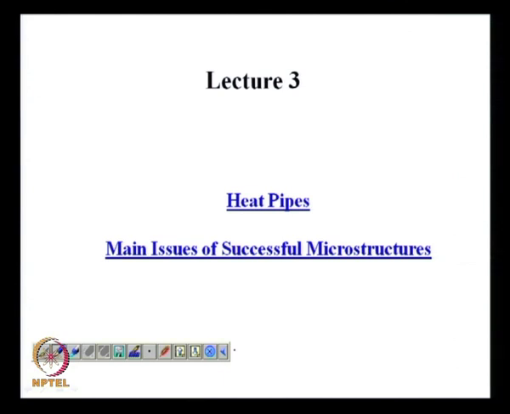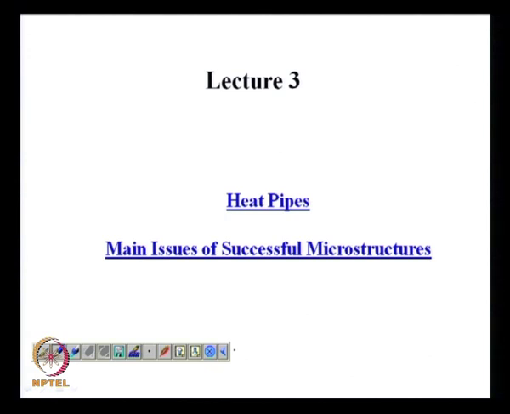We are going to start with our discussion today on some of the issues involved in successful microstructure design. And to amplify our discussion, or to bring more focus into our discussion, I am also going to discuss heat pipes, or more specifically micro heat pipes: the design, construction, modeling and possible use of micro heat pipes in different disciplines or for different applications.